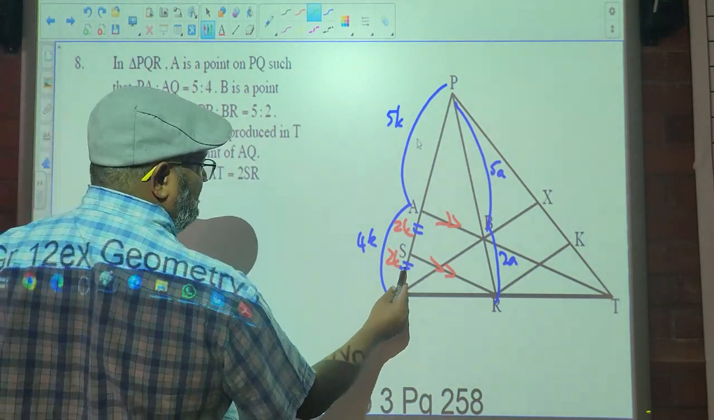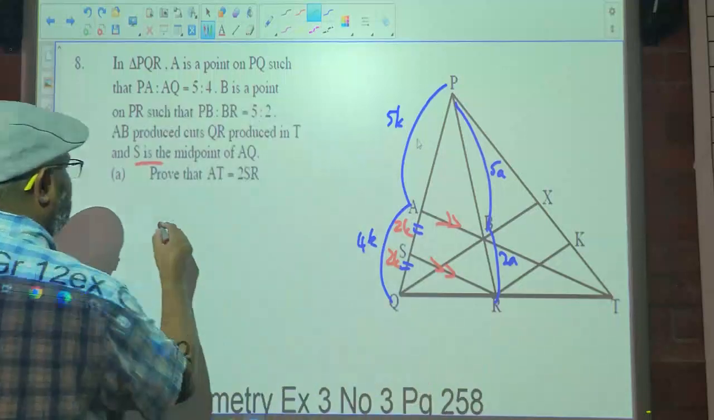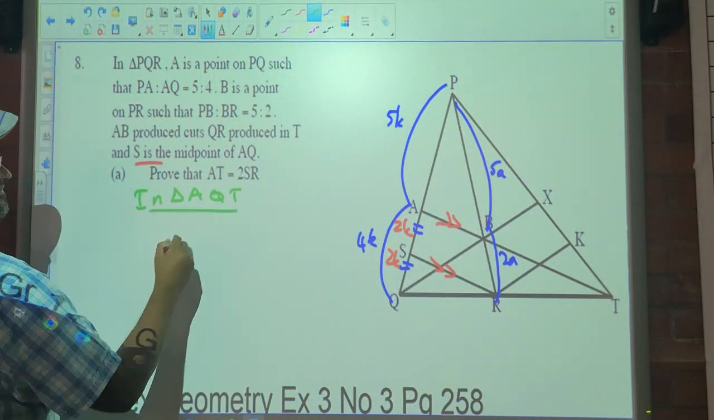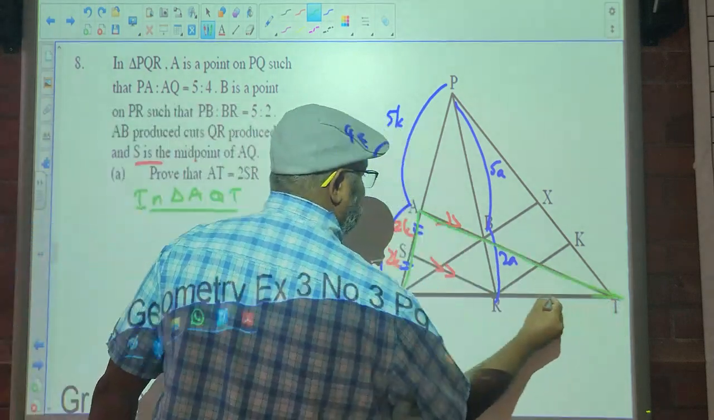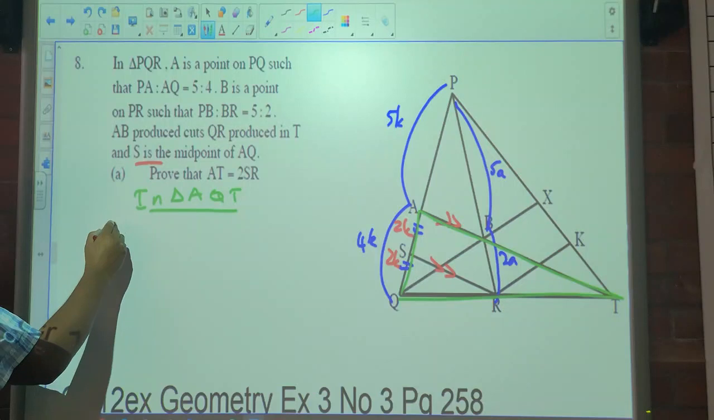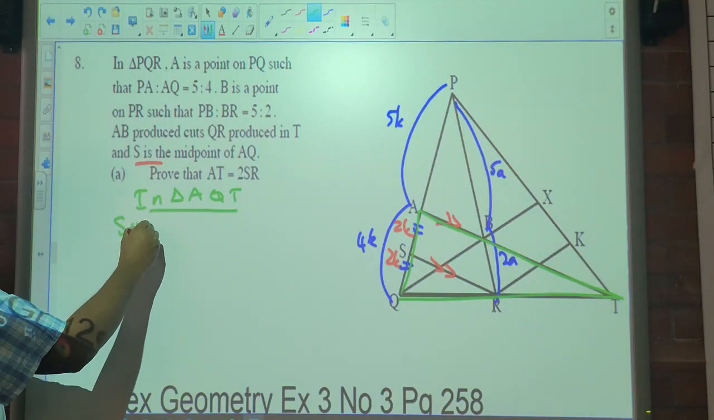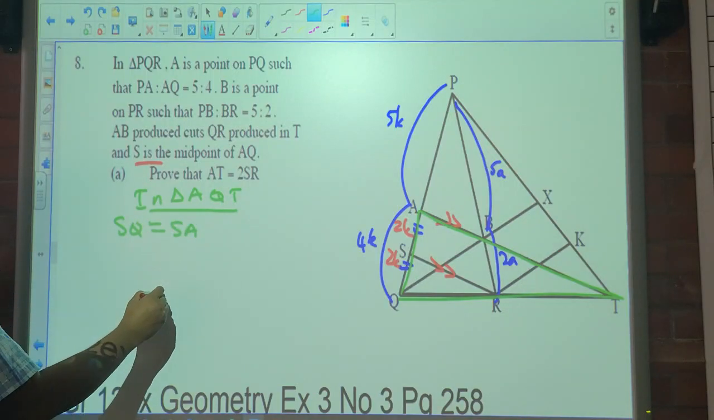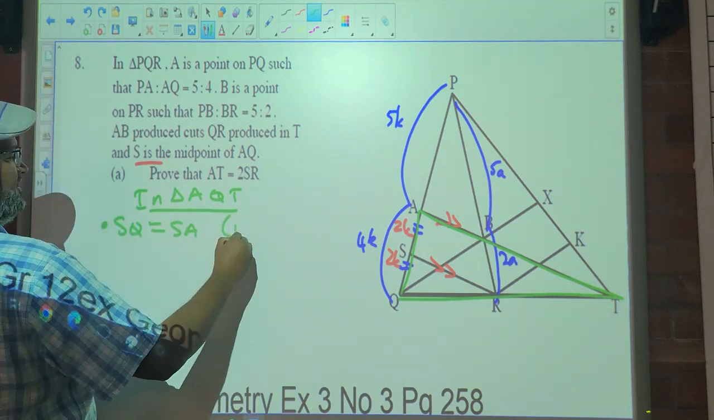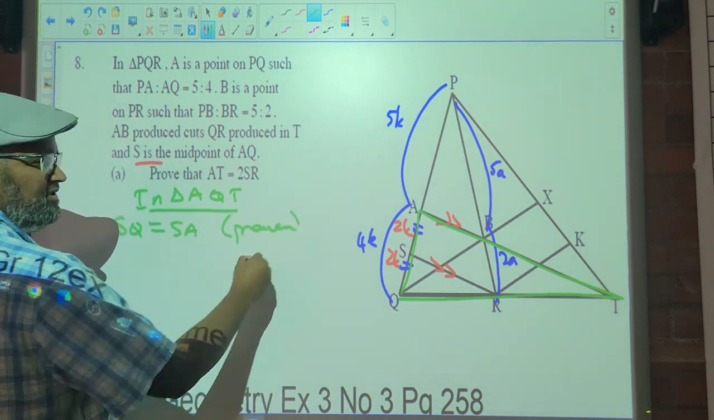So, what do we notice now? In this triangle, what can we say? In triangle AQT, this triangle here, we're going to say that SQ is equal to SA. Again, we don't have to say this because I've mentioned it before.